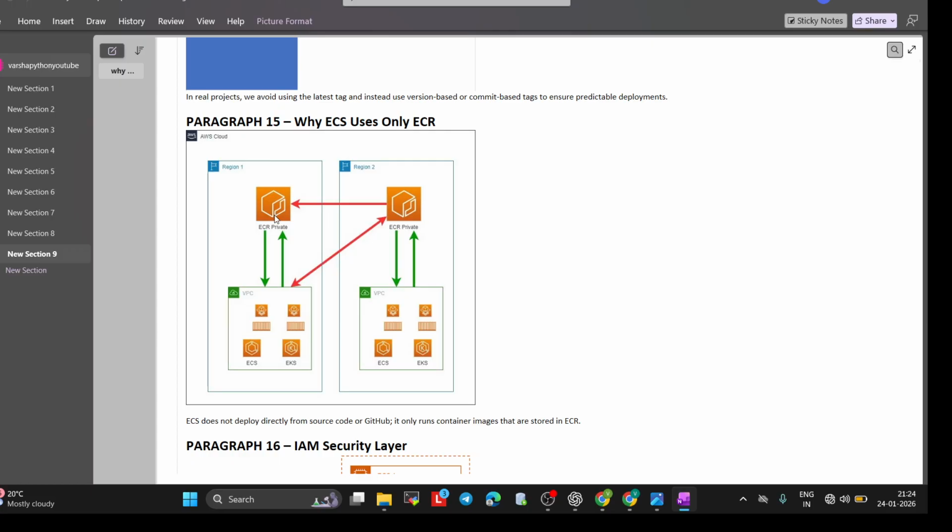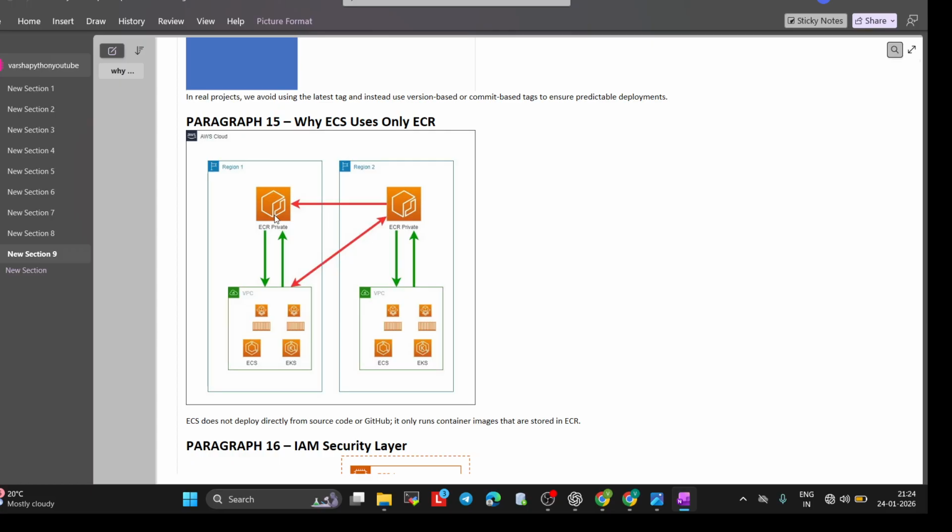The reason behind this is ECS actually pulls the Docker image from ECR at runtime, and this is where IAM and ECS integration become very important. When an ECS service starts or updates a task, ECS looks at the task definition to identify which Docker image needs to be run, and that image reference points to a specific repository and tag in ECR.